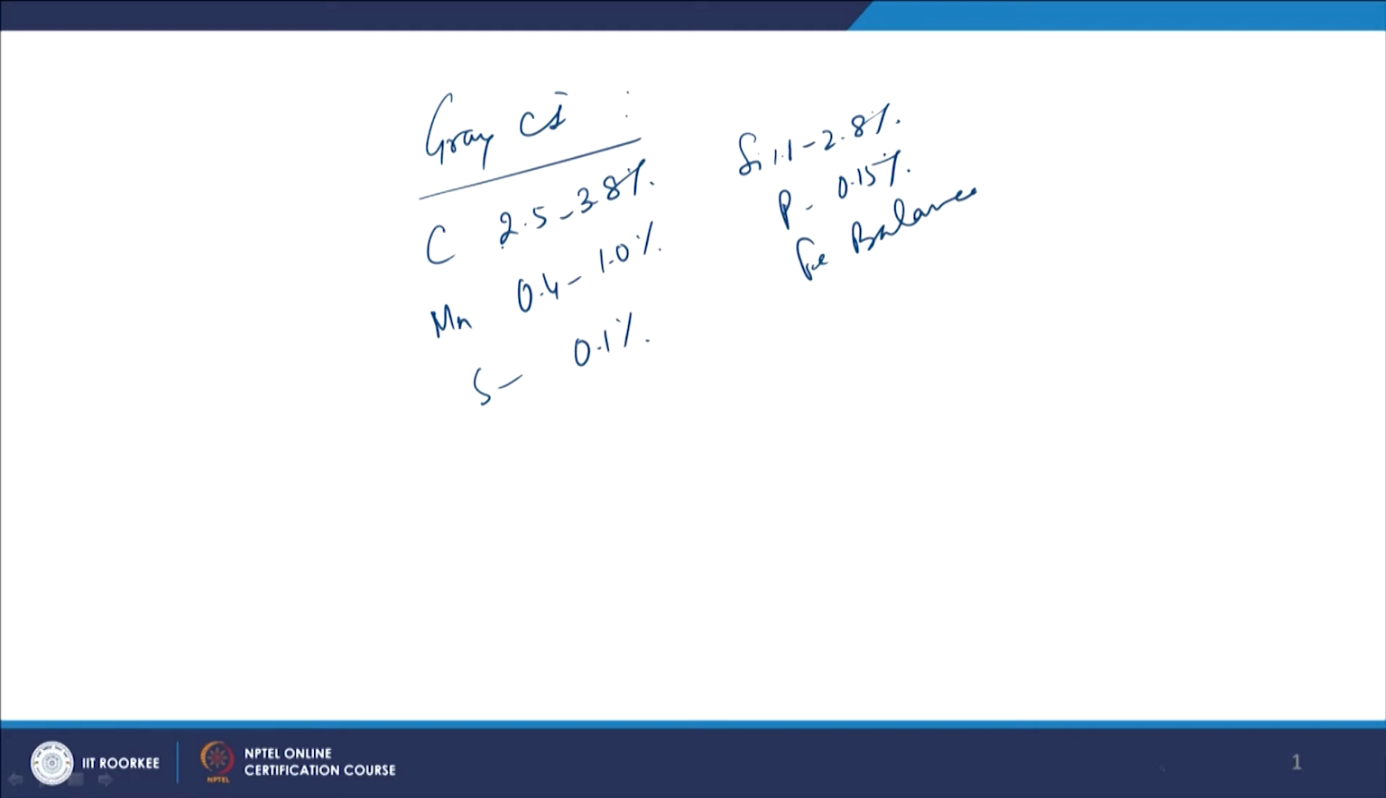Accordingly, we define these materials. They have the carbon as flaky graphite. You have the free carbon in graphite form, that is in flaky form. They are easy to machine, and they have good damping properties and all that.